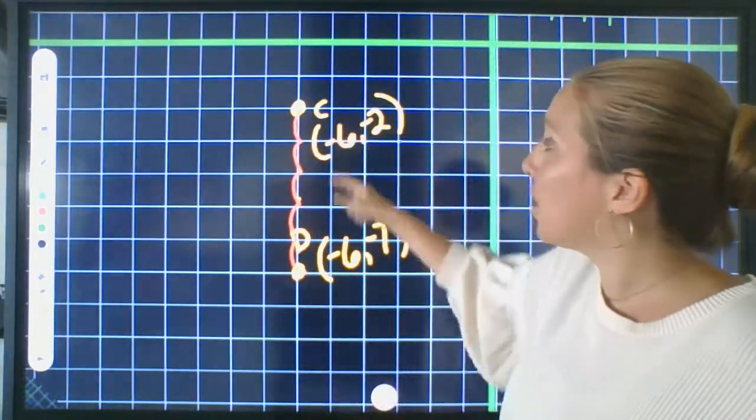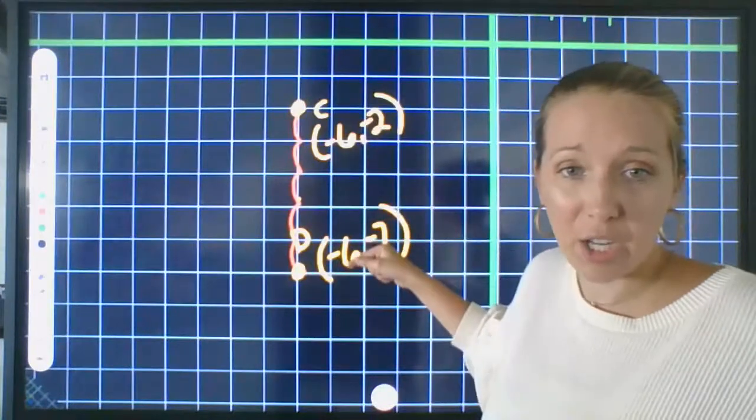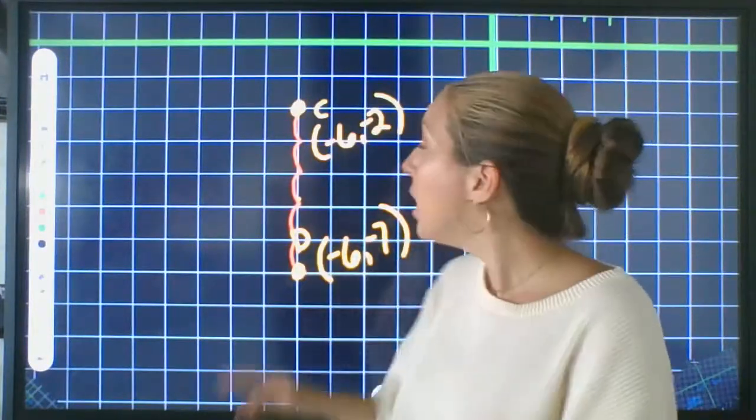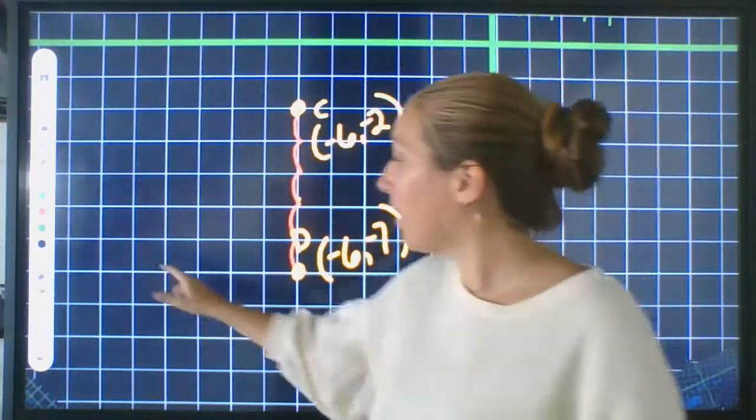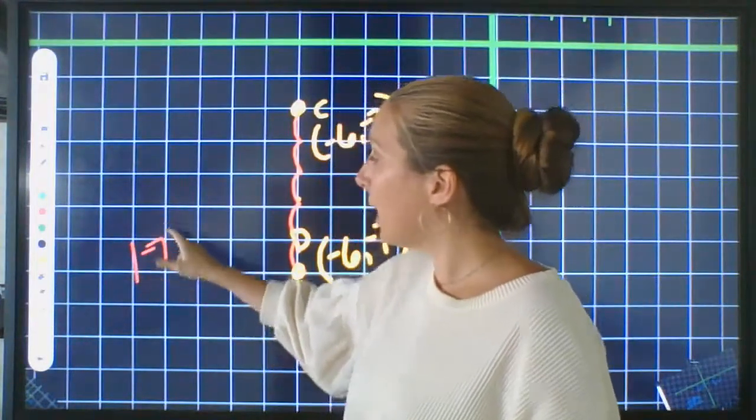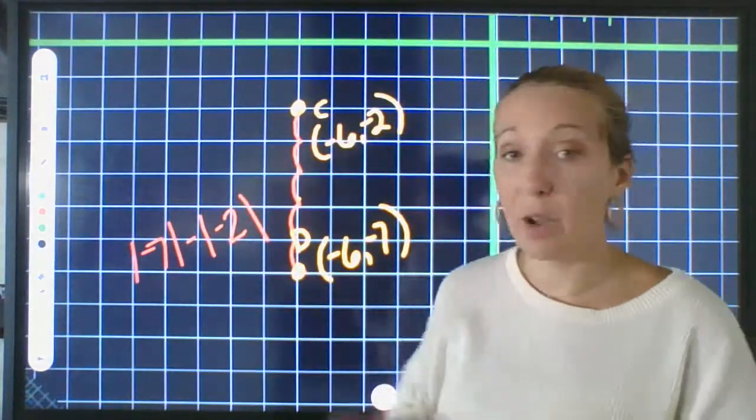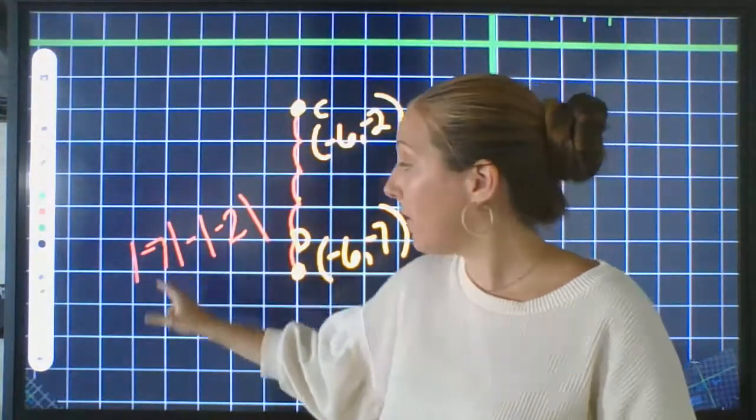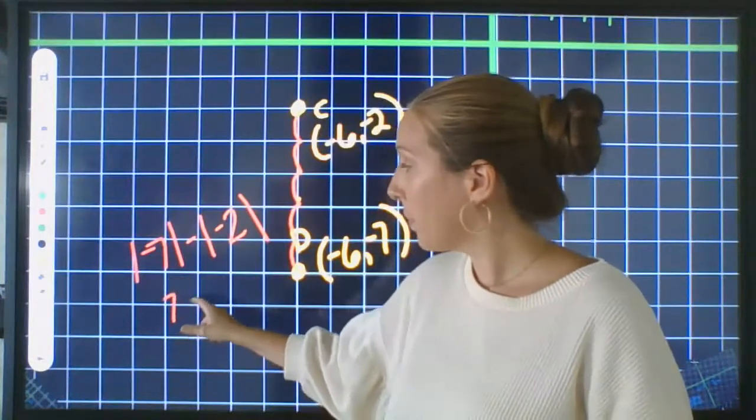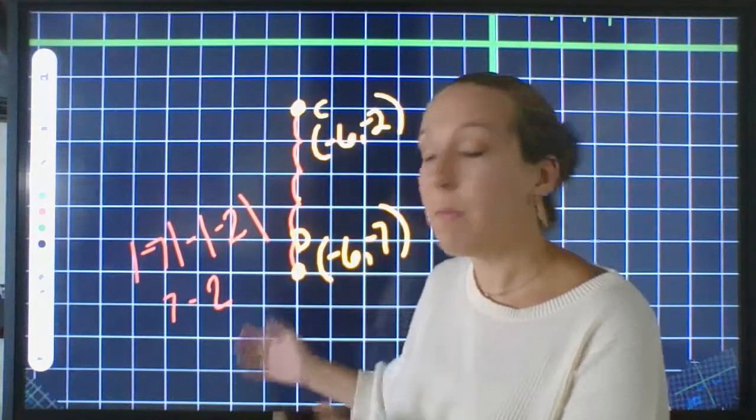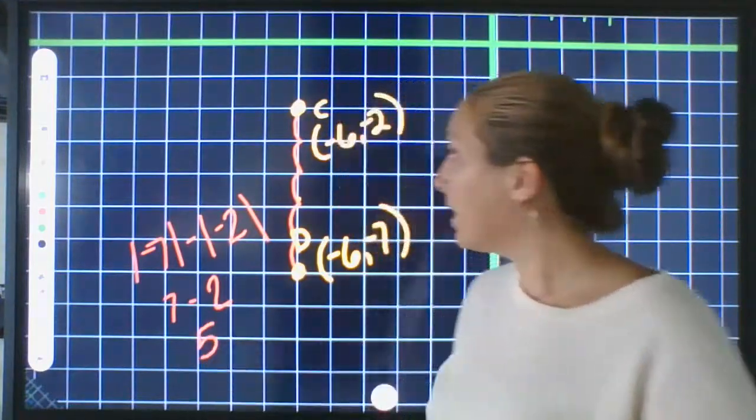So notice that your x value did not change. Your y value did because it dealt with the up and the down, okay? So we're going to take -2 and -7. So the absolute value of -7 minus the absolute value of -2. Okay, notice I'm subtracting here. So the absolute value of -7 is 7. The absolute value of -2 is 2. So basically you're just saying 7 minus 2. They are 5 spaces away.